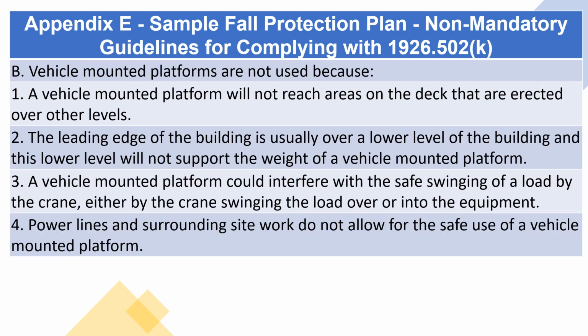B. Vehicle-mounted platforms are not used because: 1. A vehicle-mounted platform will not reach areas on the deck that are erected over other levels. 2. The leading edge of the building is usually over a lower level of the building and this lower level will not support the weight of a vehicle-mounted platform. 3. A vehicle-mounted platform could interfere with the safe swinging of a load by the crane, either by the crane swinging the load over or into the equipment. 4. Power lines and surrounding site work do not allow for the safe use of a vehicle-mounted platform.